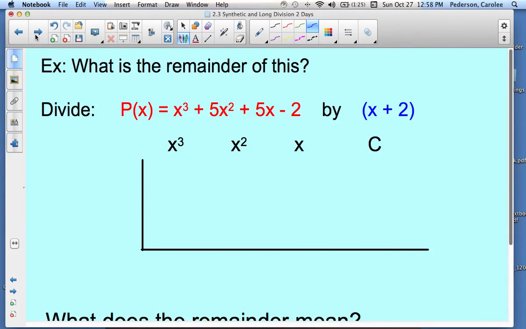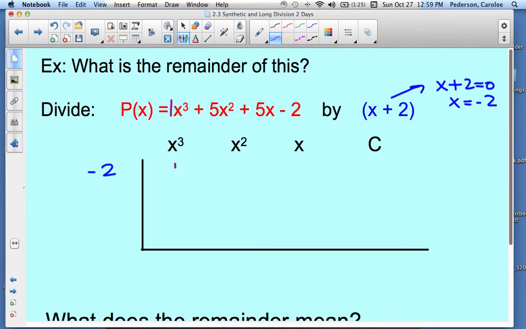So here's an example. What is the remainder if our polynomial is x cubed plus 5x squared plus 5x minus 2, and we want to divide it by x plus 2? So we're seeing, can we divide the blue and the red polynomials together to factor completely? So we start with our factor x plus 2. We set it equal to 0, and we're going to put negative 2 out in front of our synthetic division box.